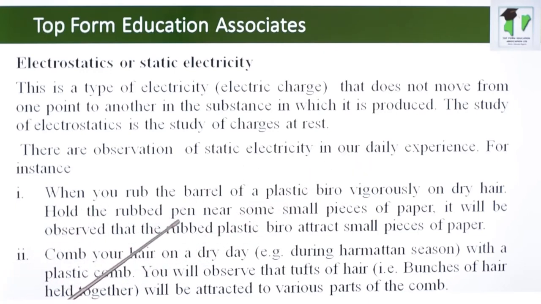Now hold the rubbed pen near some small pieces of paper. It should be observed that the rubbed plastic pen attracts small pieces of what? Paper. I don't know whether you have observed that. So that is an example where you can observe electrostatics.